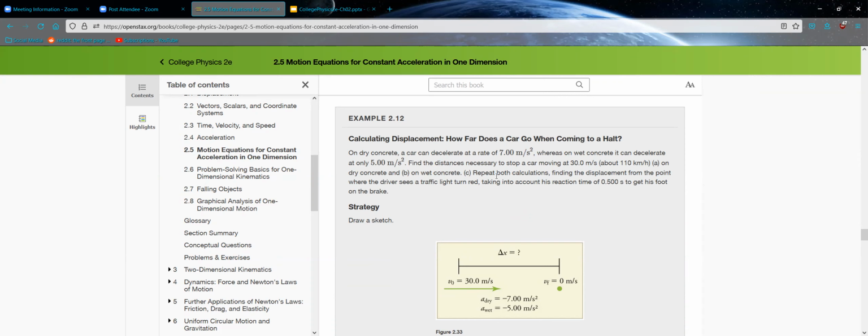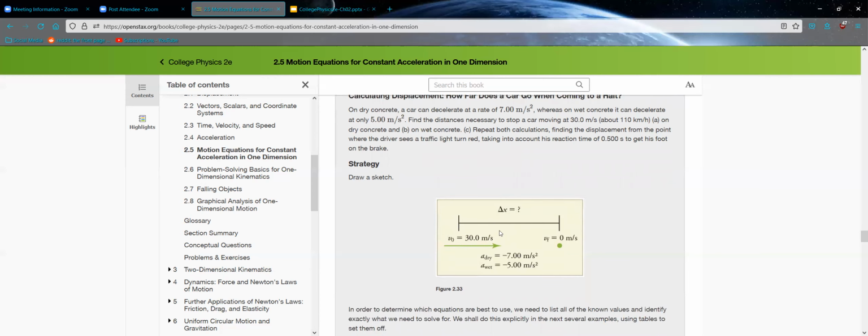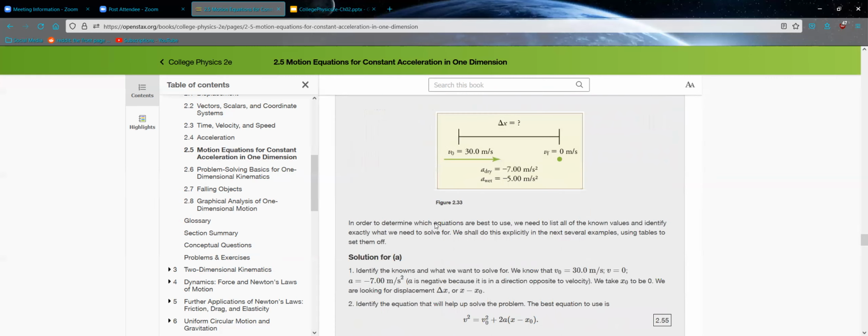Repeat both calculations. Find the displacement from the point where the driver sees the traffic light turning red, taking into account a reaction time of 0.5 seconds to get his foot on the brake. So the first question is kind of straightforward, just V naught to VF, except that V naught is 30 and VF is 0, as opposed to the previous ones where we started at 0. And then do that exact same conversation, but instead of not caring about the time as much, now you have a reaction time to take into account.